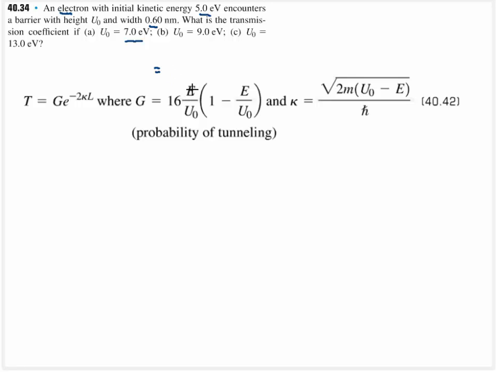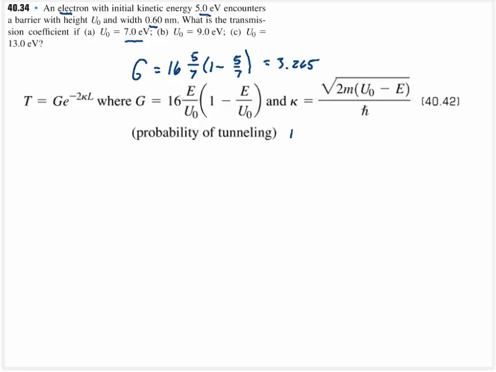Because these are ratios, I can work them in electron volts when it comes to figuring out what G is, however. So that's going to be 16 times 5 divided by 7, times 1 minus 5 divided by 7. Just be careful how you type that into your calculator, and you're going to get 3.265, at least for part A.